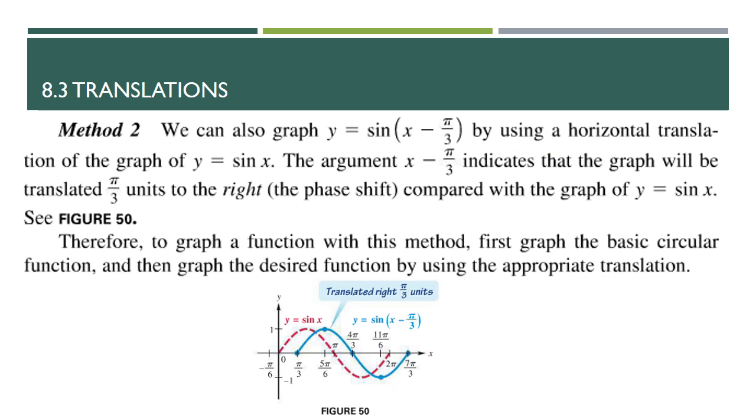Now, as I said, that was one way of doing it. Another way of doing it is just to use the horizontal translation. So you realize that x minus pi over 3 means that the graph will be translated pi over 3 to the right compared with the original graph. So you graph the original function, y equals sine x, and then you shift everything over pi over 3 and you graph the appropriate translation.